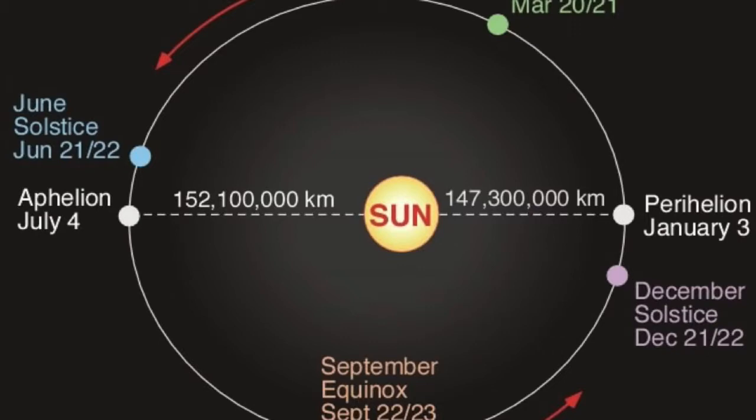Well, as you can see on this diagram, if you look on the right side, you can see the December solstice. And this is during the winter time. And you can see by the distance that during the winter Earth is actually closer to the sun than in the summer. So Earth's proximity to the sun really has nothing to do with why we experience seasons the way that we do.